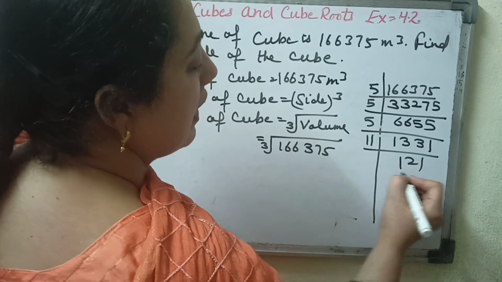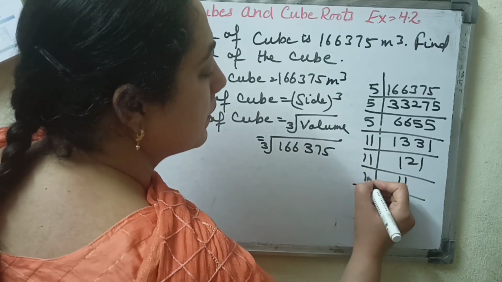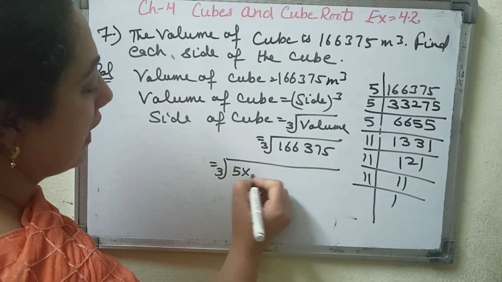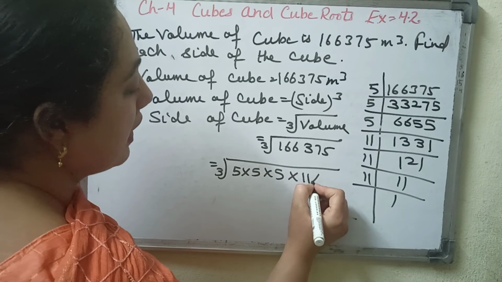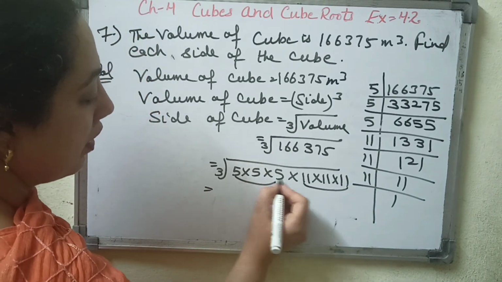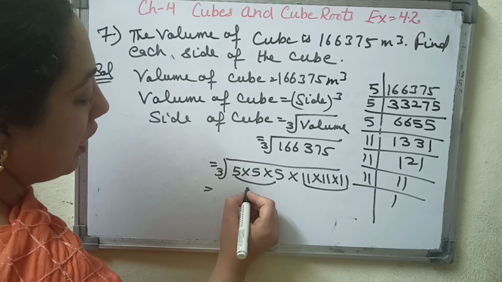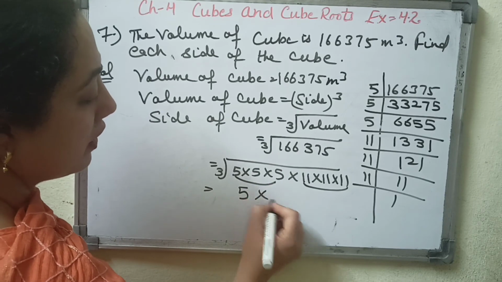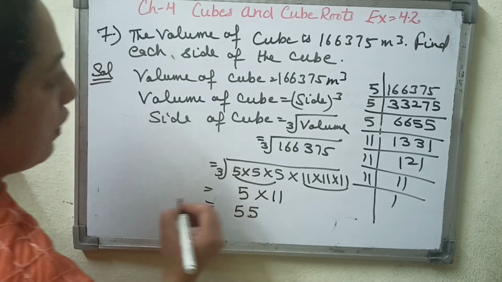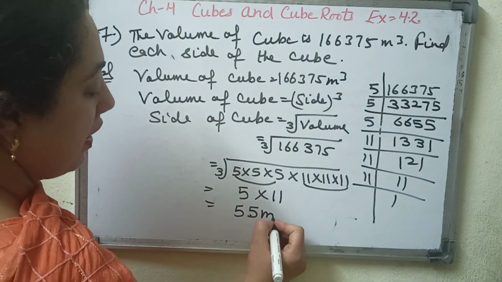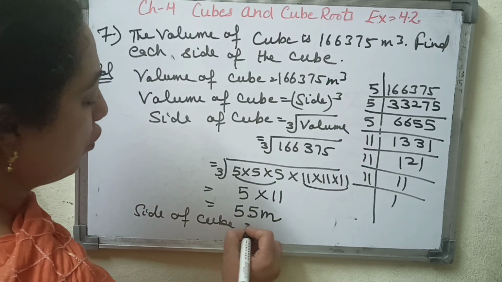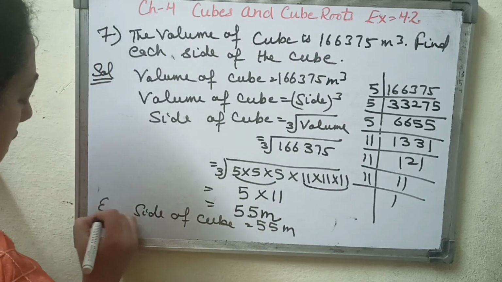Now it is divisible by 11. Now write down its factors inside the cube root. We will get 5, 5, 5, 11, 11, 11. Take the groups of 3 numbers. Now one group of 5, write down 1 five here. From another group I write down 1 eleven here. 5 elevens are 55. Now its unit is meter. So each side of the cube is 55 meter.